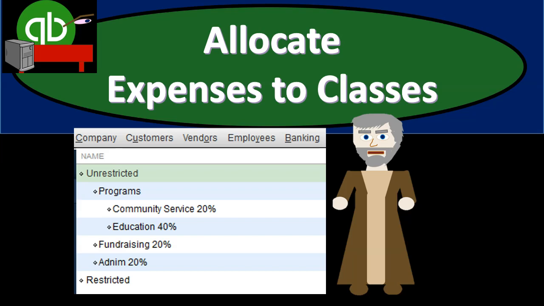In this presentation, we're going to allocate expenses to the classes using our percentages, those classes including the programs of community service, education, and then the non-program classes, which are going to be kind of the admin classes and the fundraising. So we got our percentages, the 40, the 20, the 20, and the 20. We'll do this within QuickBooks Pro, QuickBooks Desktop.